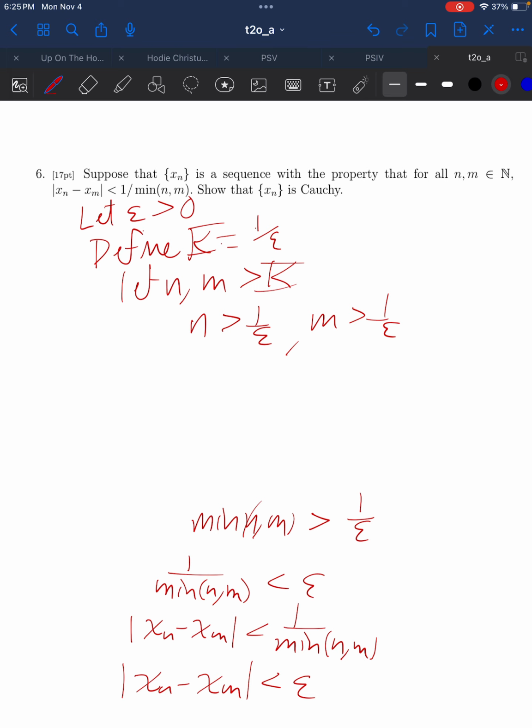You had to wrap your brain around how to use this condition, and clearly this condition is putting 1 over min of n and m in the role of epsilon. That's essentially how we went about it. We took that to be a stand-in for epsilon. In this argument, we saw we needed it to be smaller, and then we, as usual, solved for m and n. Okay, a couple of general thoughts about this.